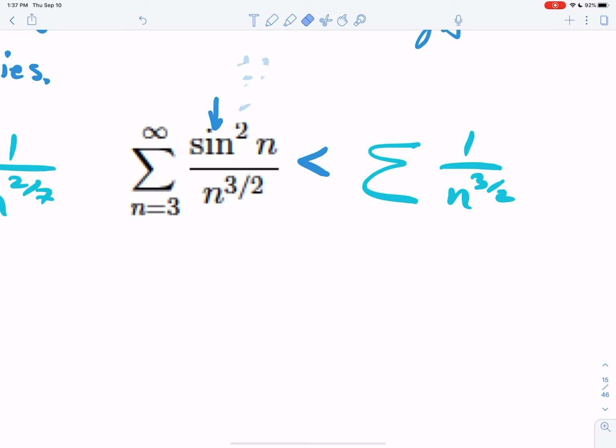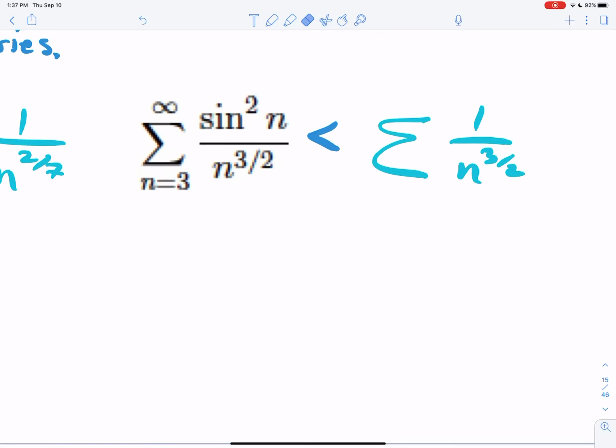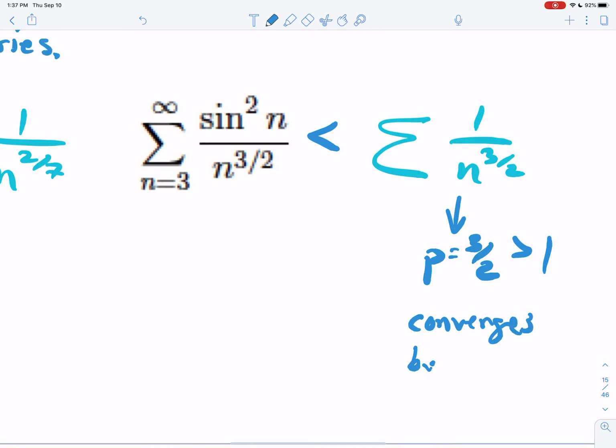So again, that's not super transparent, but this is also a very rare case. So we can't say that this is less than. According to P series here, tell me what happens and press play when you're ready. Since P is 3/2, we know that's greater than 1. And when P is greater than 1, we know it's going to converge. Converges by P series.